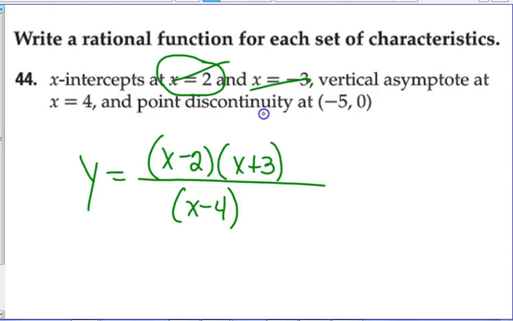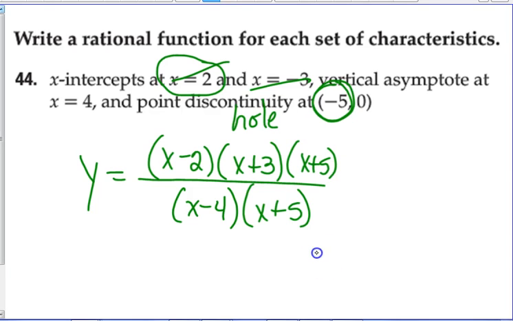The point discontinuity, what's that fancy language for? There's a hole at... Okay. I'll talk more about that in a minute. But x plus 5 where? Very good. Okay. Everything works. And what would the degree be? It's top heavy right now, so we would have to divide something out, right?